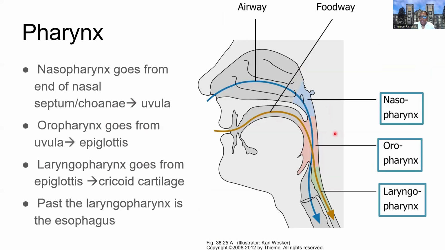Okay, so that is a perfect segue into the next region, which is the pharynx. And the pharynx is where we have the pathway that leads down either to the trachea by the larynx, or the esophagus also by the shared laryngopharynx.